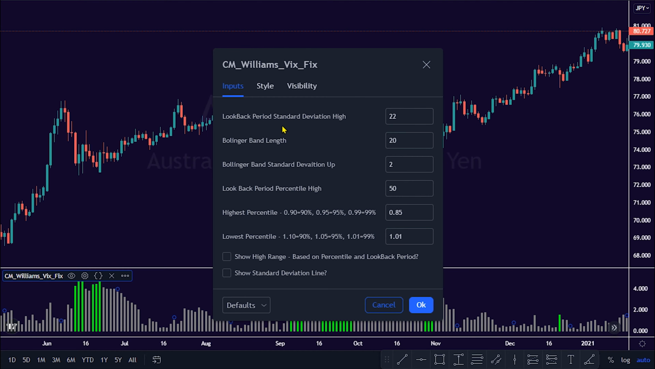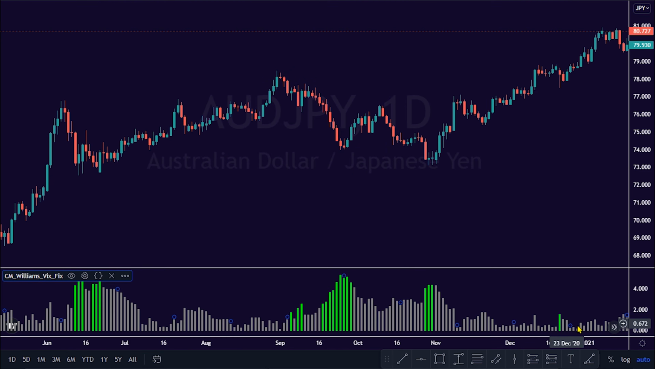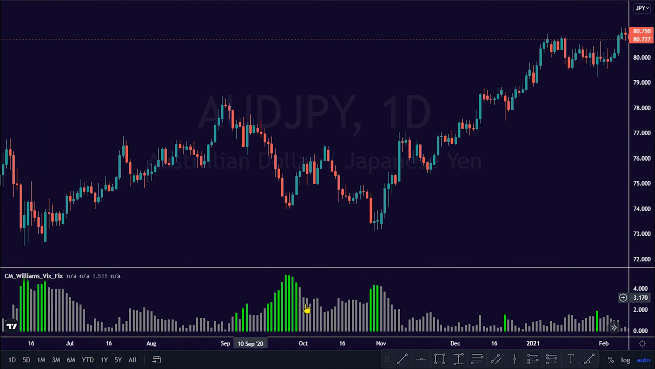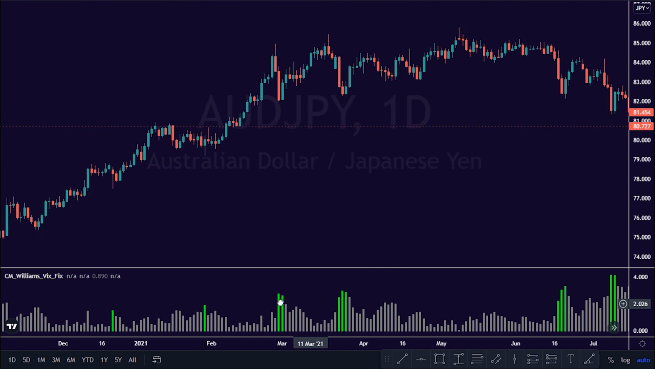Here are the parameter settings of the indicator. It's advisable to leave the default settings. As we can see, the indicator scale value runs from 0.000 to 4.000. How can we use the CM Williams VIX Fix Finds Market Bottom indicator to detect trade setups in the market?